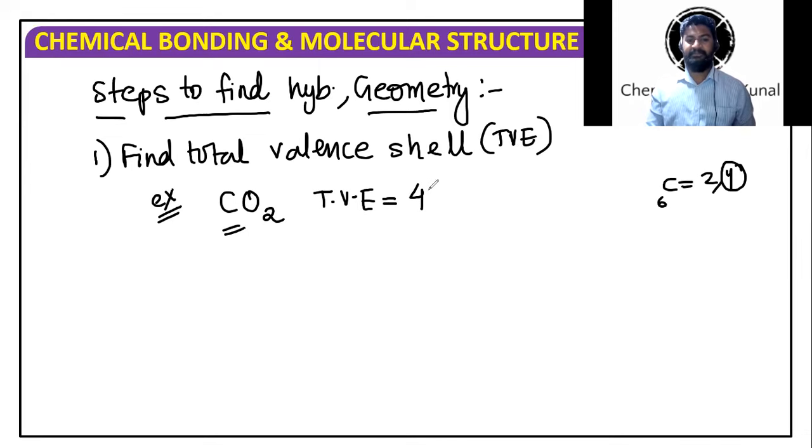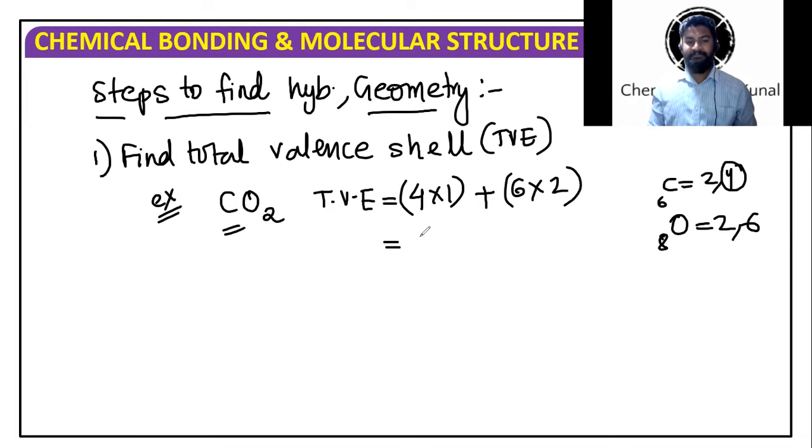And how many carbon atoms are there? 1. So 4 into 1. Plus, how many electrons are there in oxygen? Oxygen contains 2, 6. There are 6 valence electrons. So it will be 6 into 2, 12. So what will be the total? Yes, 4 plus 12, meaning 16.